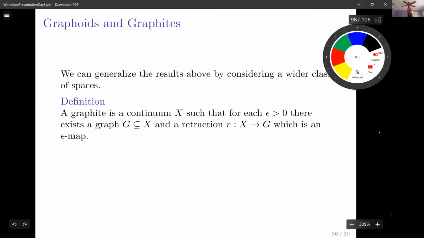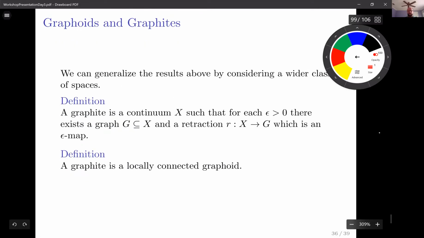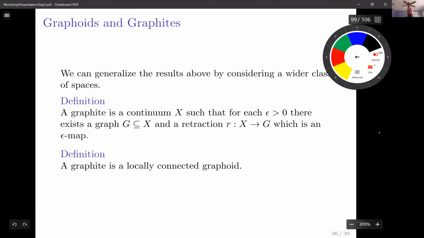All right. So I've defined this, it should say graphoid. A graphoid, this is a class that I've defined. A graphoid is a continuum X such that for every epsilon, there's a graph subset of X and a retraction which is an epsilon map. And a graphite is a locally connected graphoid. Okay? So graphites here are a generalization of dendrites. Every dendrite is a graphite. There are graphites which are not dendrites.